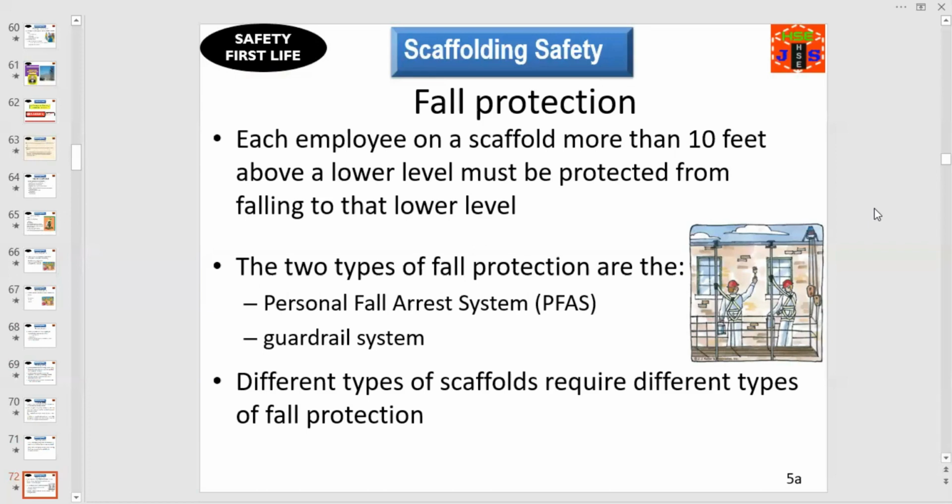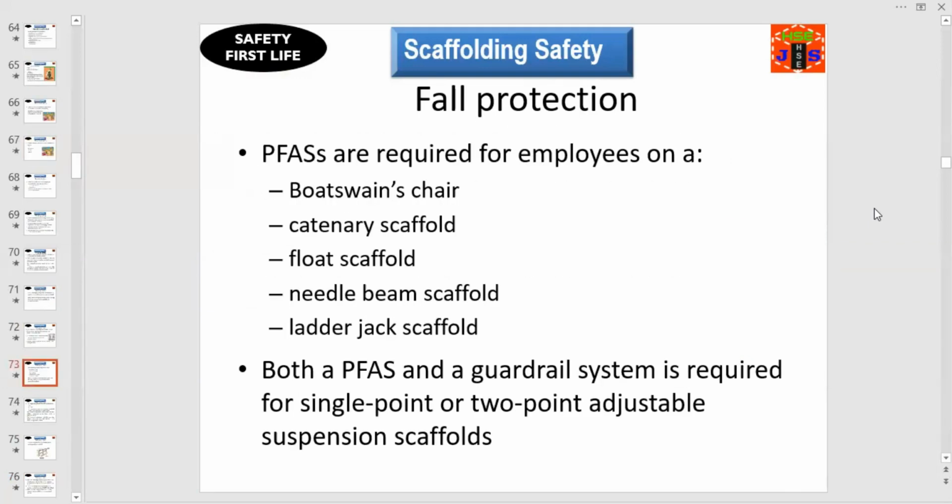Each employee on a scaffold more than 10 feet above a lower level must be protected from falling to that lower level. There are two types of fall protection. Number one, personal fall arrest system, PFAS, and number two, guardrail system. Different types of scaffolds require different types of fall protection. Let us now discuss the personal fall arrest system.